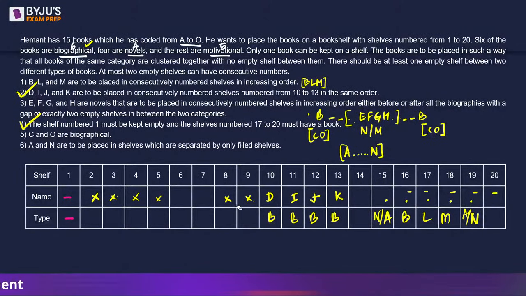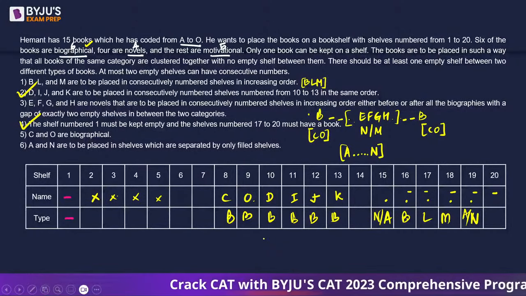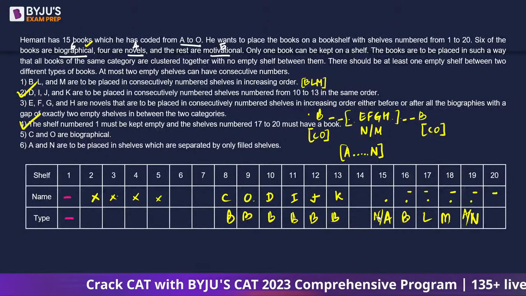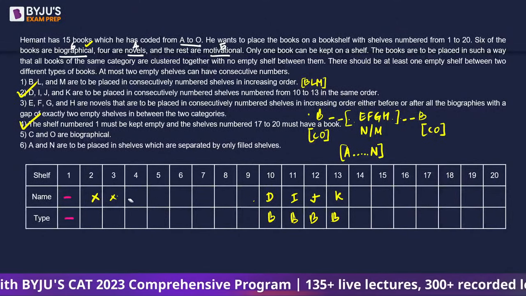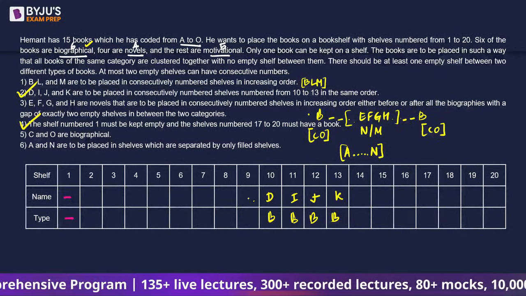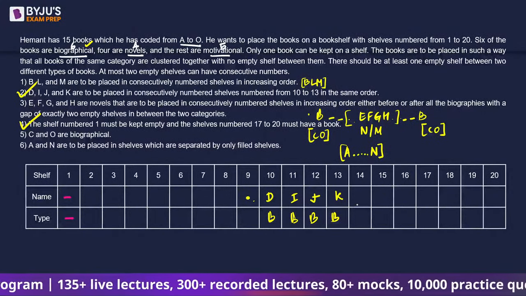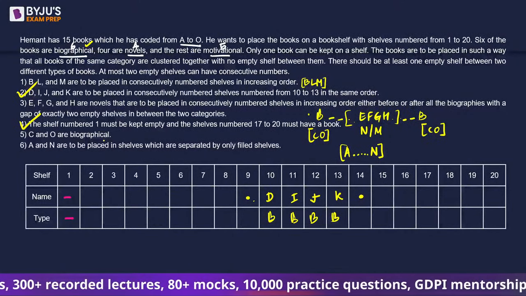So CO, in case, should be written over here. So these two are biographies. So we have 6 biographies, we have got 5 motivational at the end, and we have got 4 novels at the beginning, right? So this is one possibility. What is the other possibility that we can have? The other possibility from the beginning, if you look into it, we can have these two as the 6 biographies, but then CO are biographical.